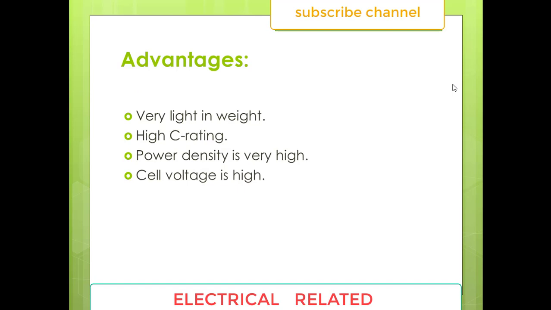And next I will explain the advantages of the lithium ion battery. It is very light in weight, and it has a very good C rating. As I explained earlier, the power density is very high. We can store a huge amount of charge in a very small size of lithium ion battery.